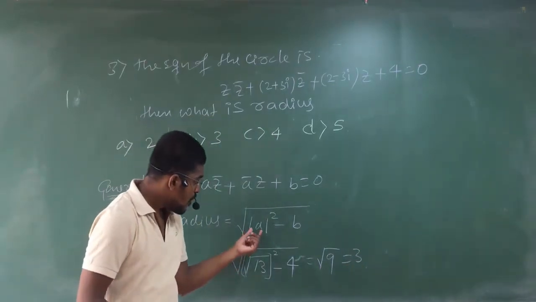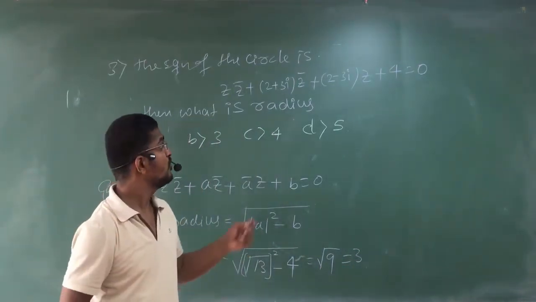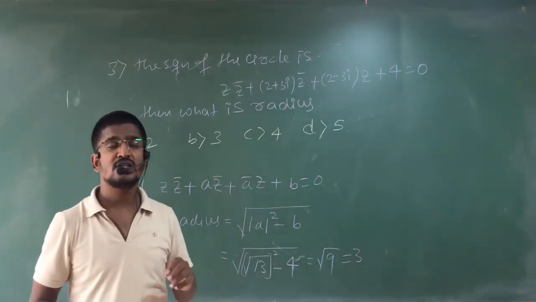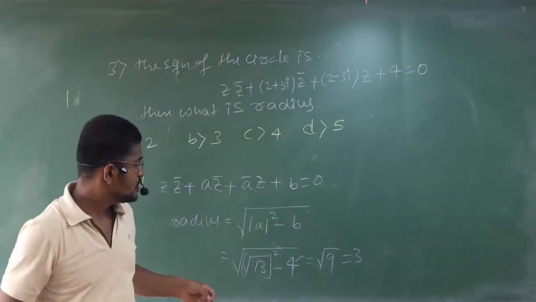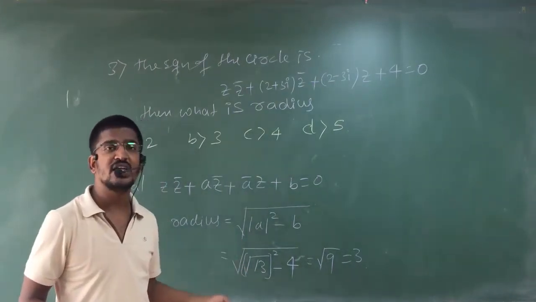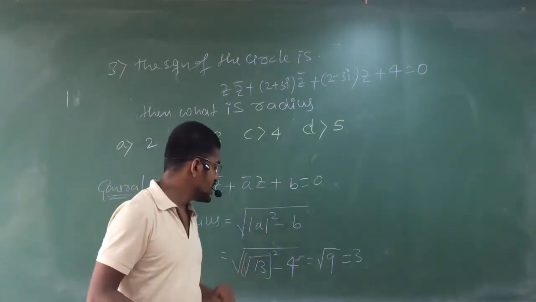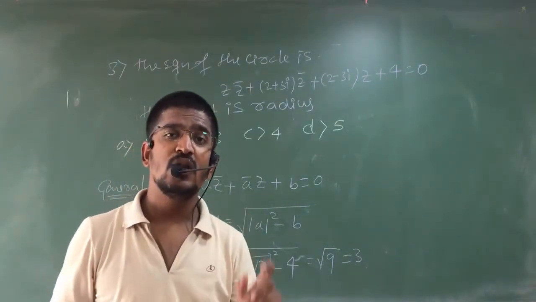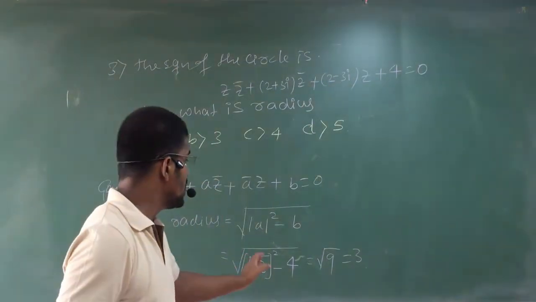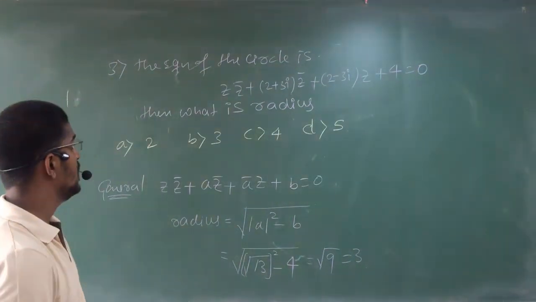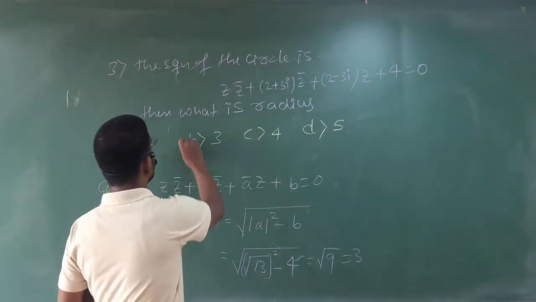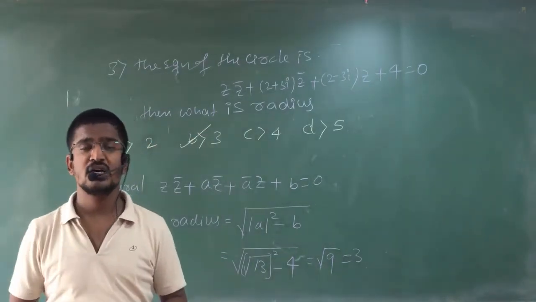So make sure that mod a means the square root of 2 square plus 3 square, which will be the square root of 13, and mod a square tells that it will be only 13. 13 minus 4 will be 9. Square root of 9 will be 3. So therefore option B will be your correct answer.